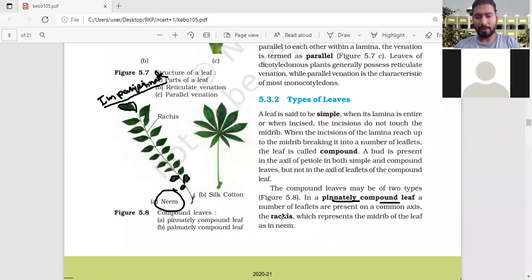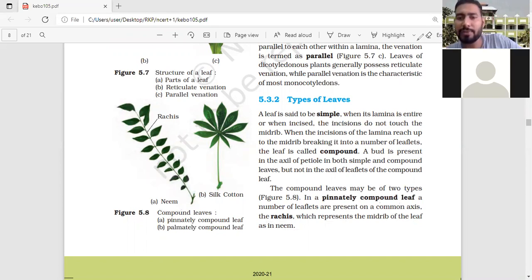In a pinnately compound leaf, a number of leaflets are present on a common axis. The axis name is the rachis, which represents the midrib of the leaf, as in neem. It looks like the midrib, but the midrib gets modified into the rachis structure.